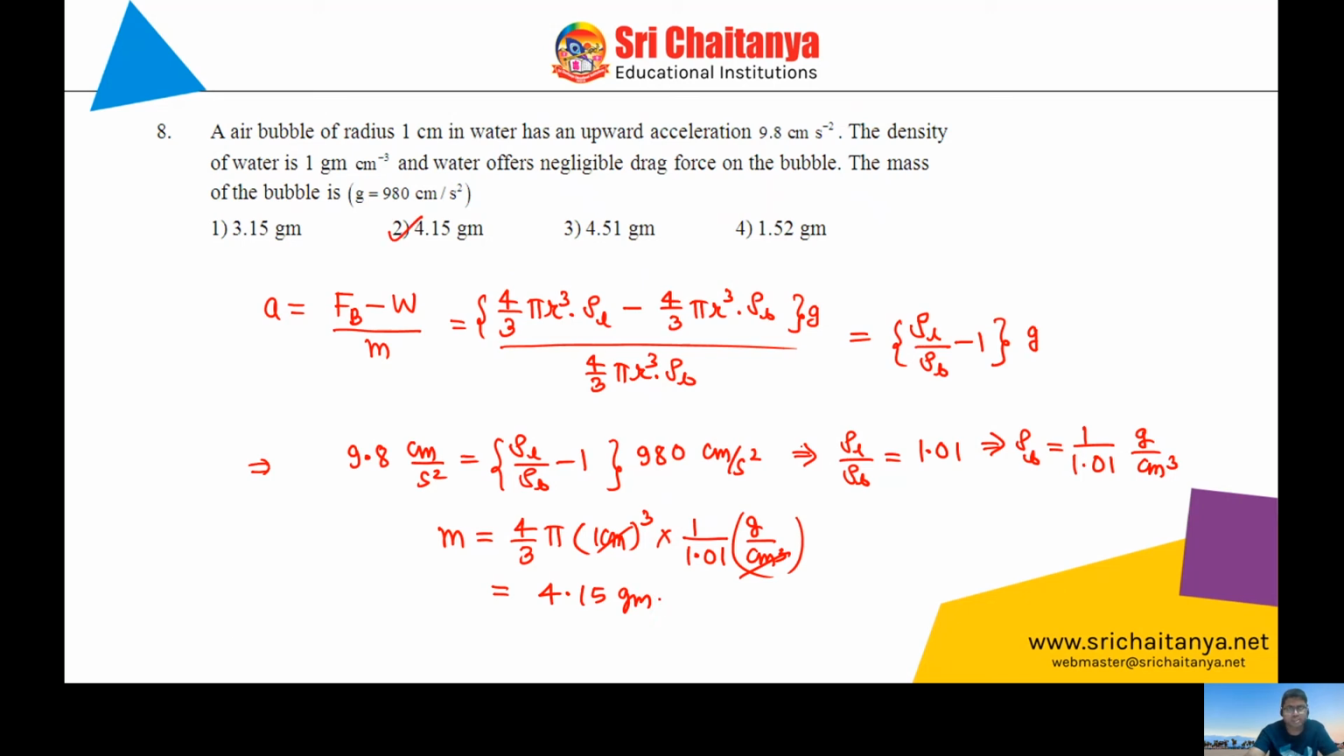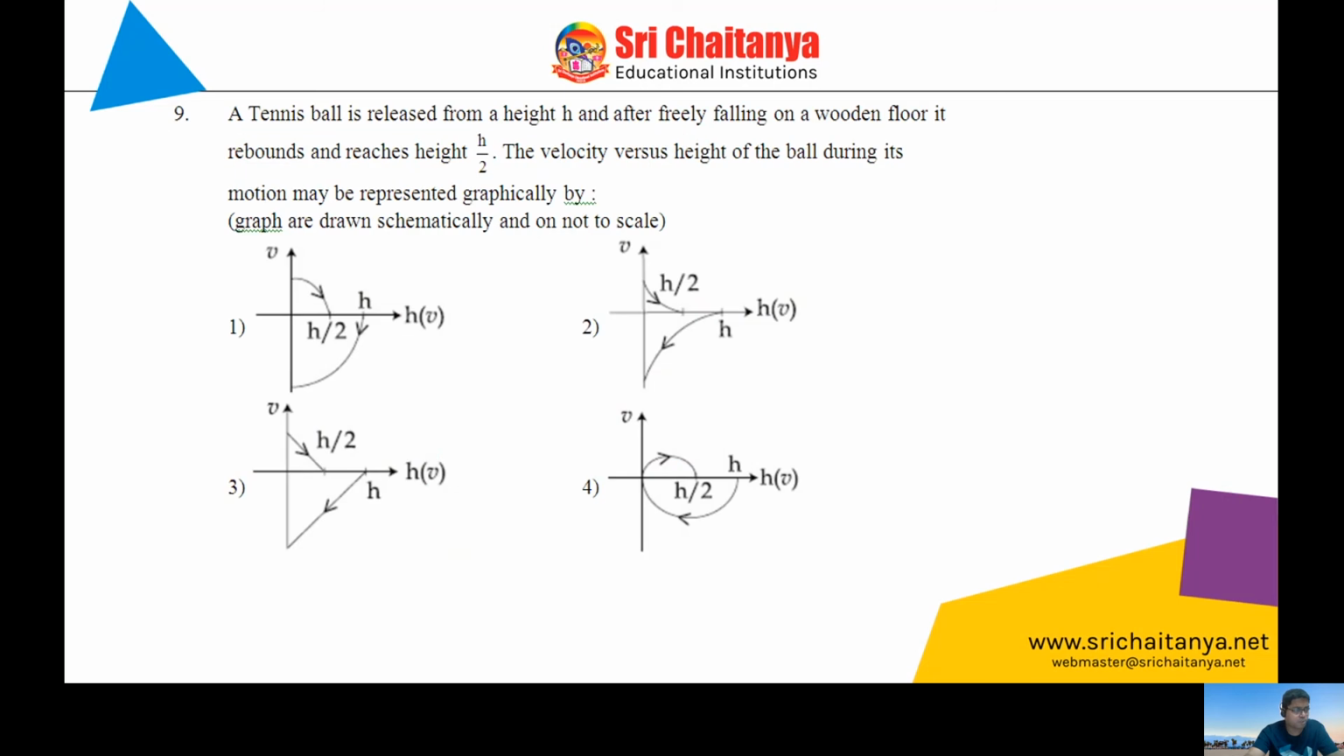So that is question number 8. Now let's move on to question number 9, and this is a problem from kinematics. A tennis ball is released from a height h, and after freely falling on a wooden floor, it rebounds and reaches height h by 2. The velocity versus height of the ball during its motion may be represented graphically by graph. The graphs are drawn schematically and are not on the scale.